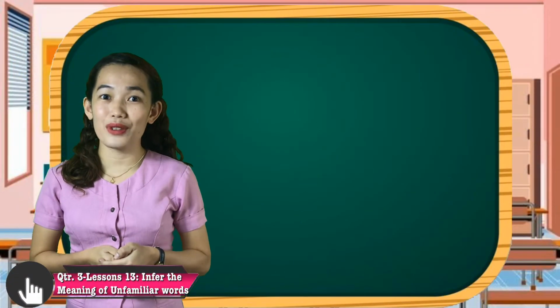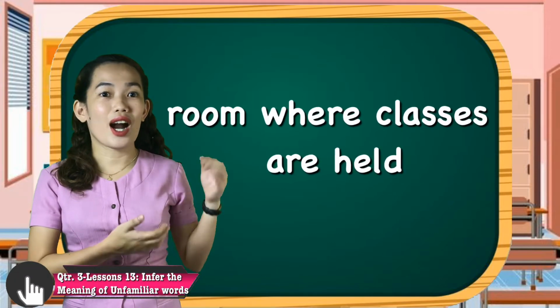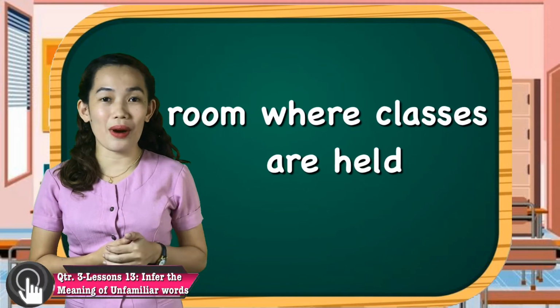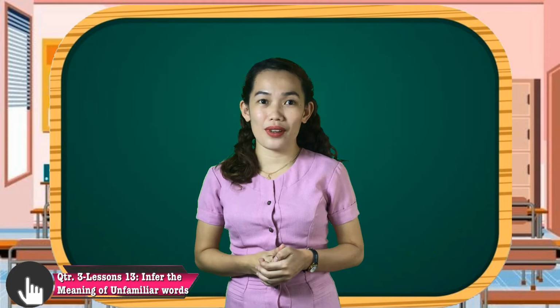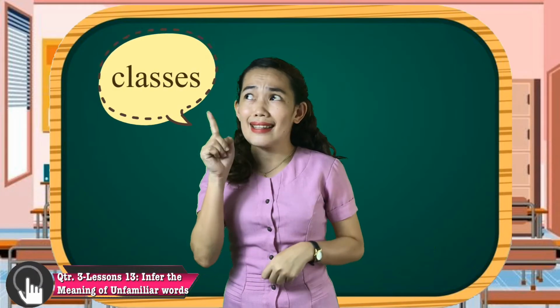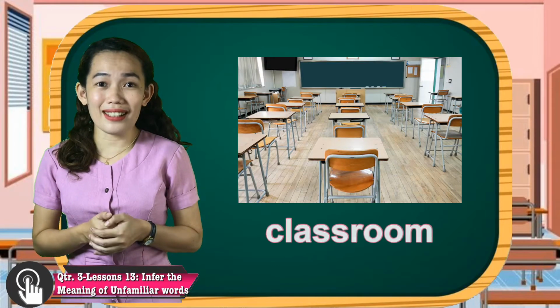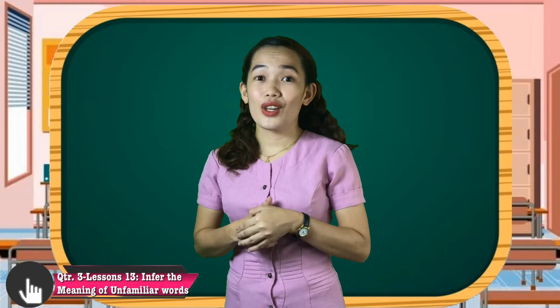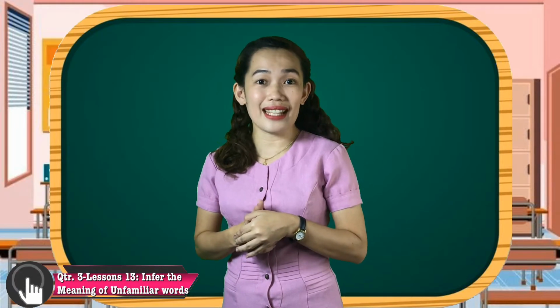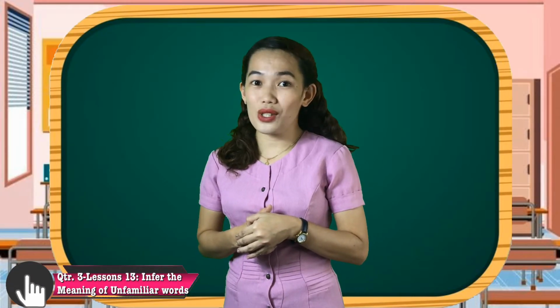Now let's have the third phrase. A room where classes are held. Room, classes. What does this phrase refer to? Room, classes. You got it correctly. It's a classroom. I think you are keen on the details of the phrases. That's why you guessed it right.